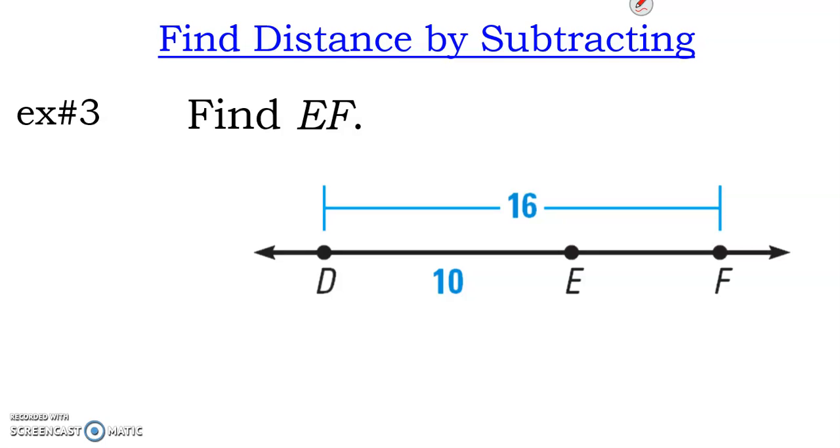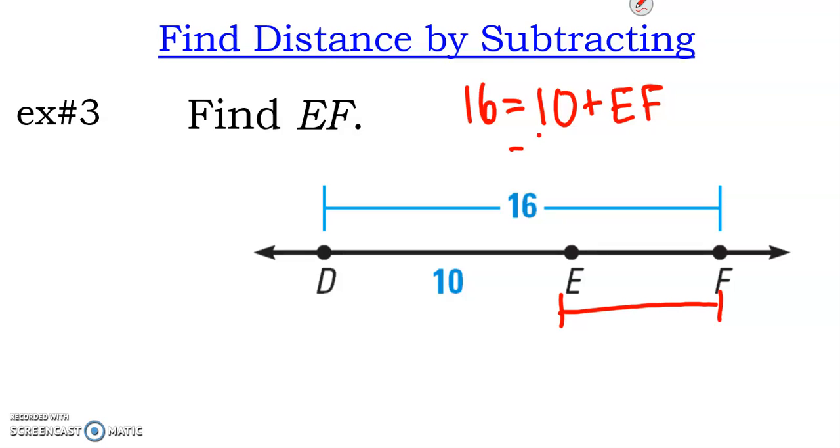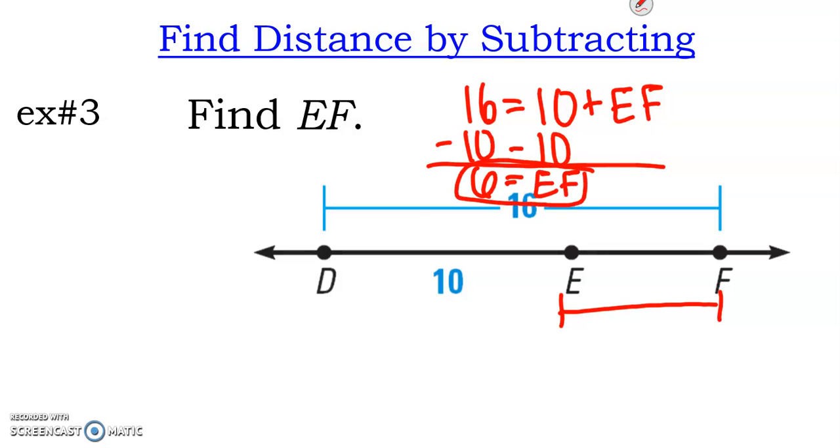Now, what if they give me the whole length of the segment? So what if they give me from D to F, and we want to find the length of EF? So we want to find from E to F. Okay, so this is where the whole length equals DE, so one part, plus the other part, EF. So we're going to subtract 10 from both sides, so 6 equals the length of EF. So now you can always check, if EF is 6, 10 plus 6 should give us a total 16, and it does.